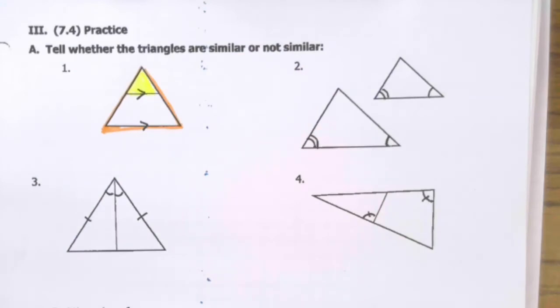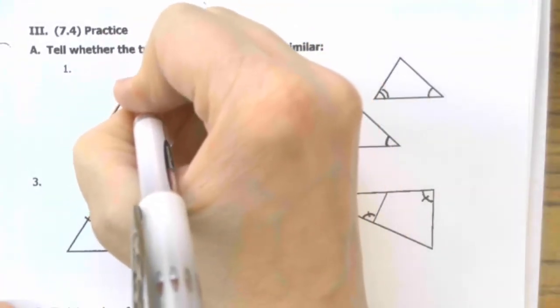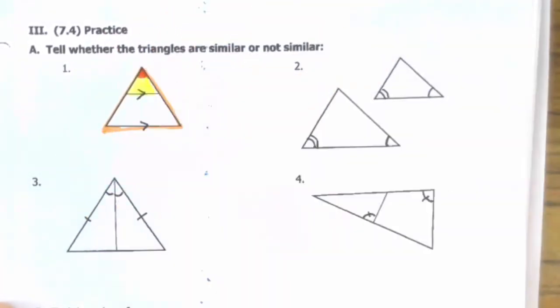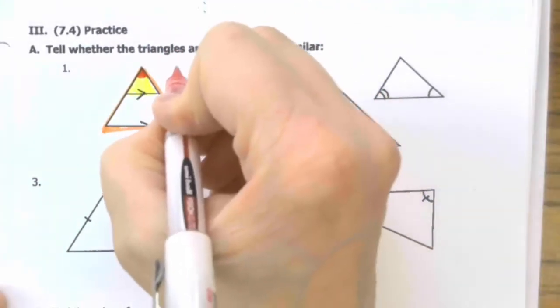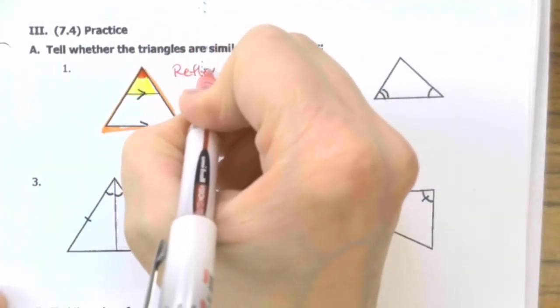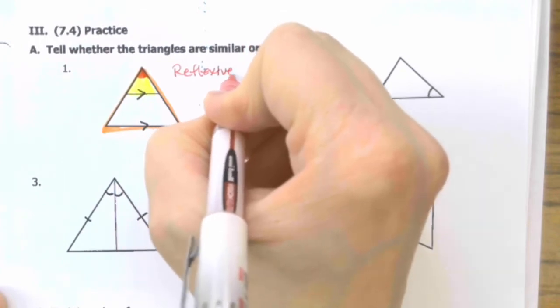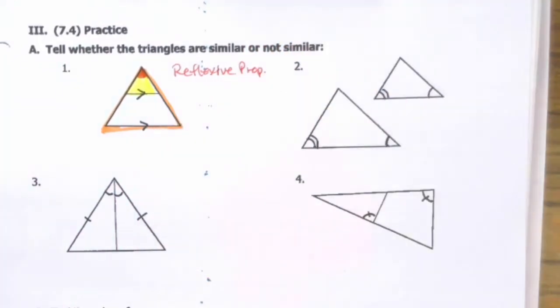So looking at this, if we use the theorem, we only have to prove that 2 angles are the same. All right, well, this is the easy one because it's shared between the 2 triangles. And that would be reflexive property, because an angle is congruent to itself.